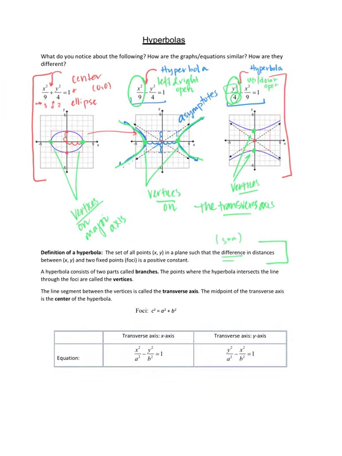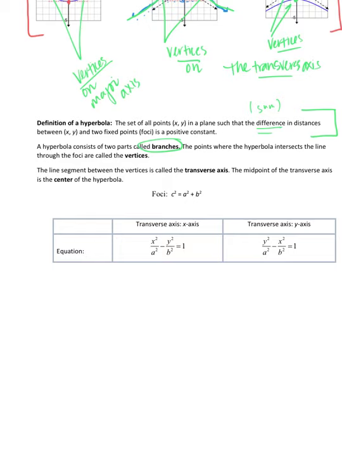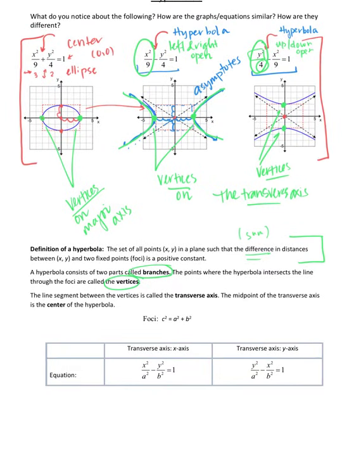Now the 2 parabola-looking things, those are the branches of our hyperbola. The points where the hyperbola intersects the line through the foci are called the vertices. So one thing that we didn't see on here is where those foci would be. Well, now the hyperbola is going to open up around the foci. So I just kind of estimated where they might be. It opens up around our foci.